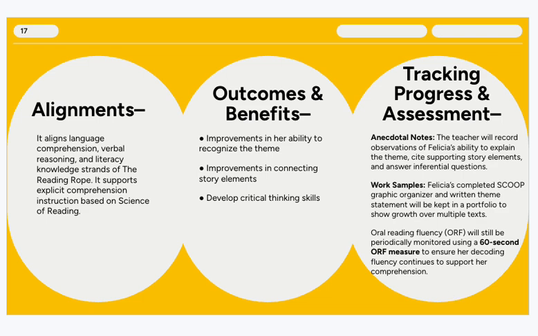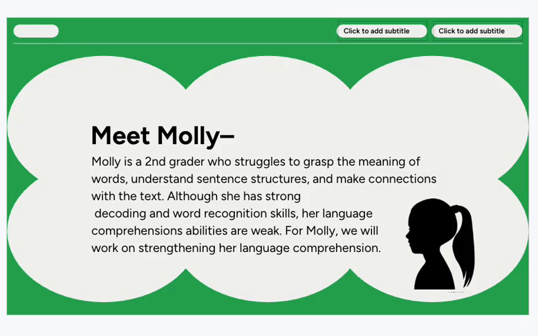Thanks, Felicia. Now let's talk about Molly. Molly's a second grader. She's struggling to grasp the meaning of words, to understand the sentence structures, and make connections with text. And although she has really strong decoding and word recognition skills, her language comprehension abilities are weak. For Molly, we need to work on strengthening her language comprehension.